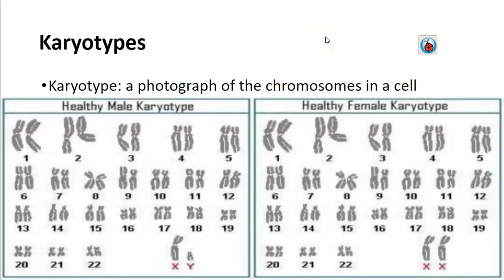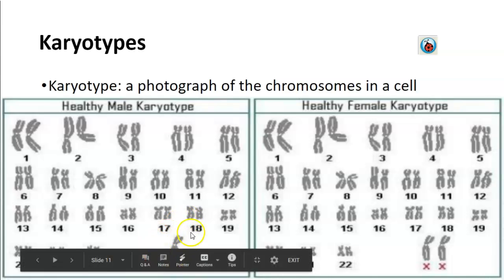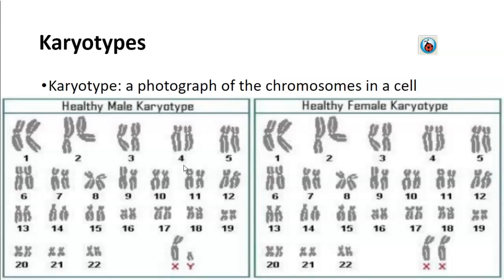Now let's take a look at karyotypes again. Remember that a karyotype is a photograph of the chromosomes in a cell. And this is a healthy male karyotype. There are 2 number 1s, 2 number 2s, and so forth. There's going to be 46 chromosomes. But if you look down here at the 23rd pair, you can see an X and a Y. So this would be a male karyotype. On the right-hand side, you can see that there are 2 X sex chromosomes. So this would be a healthy female.